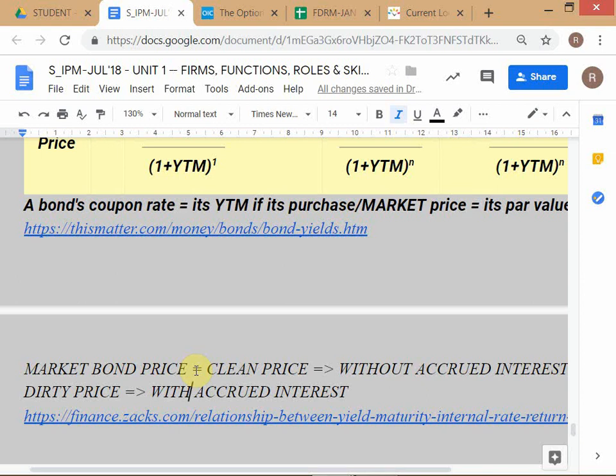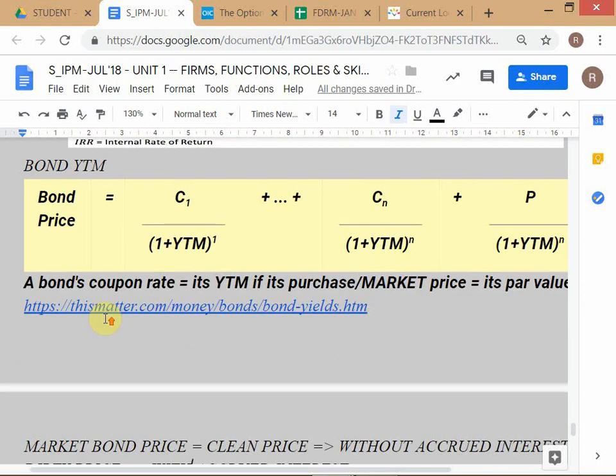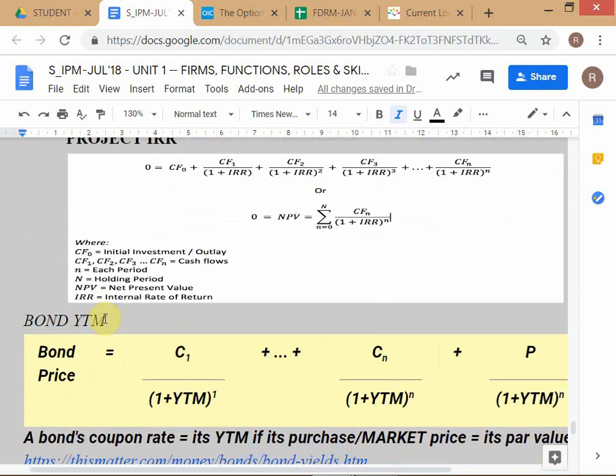Okay, so now we are going back to what we were discussing. Where did we leave it? Okay. So we have the bond price. This is the market price of the bond, the clean price of the bond. Let's forget about clean and dirty for the moment. We'll just focus on, this is the market price of the bond.